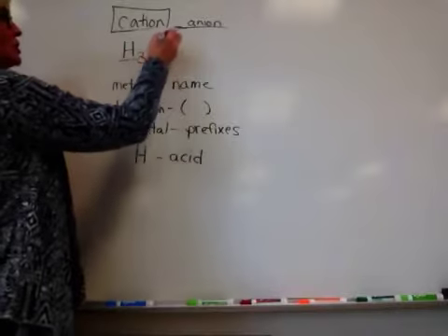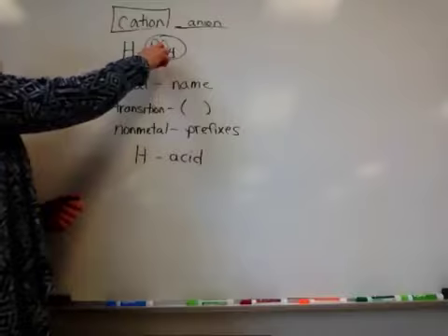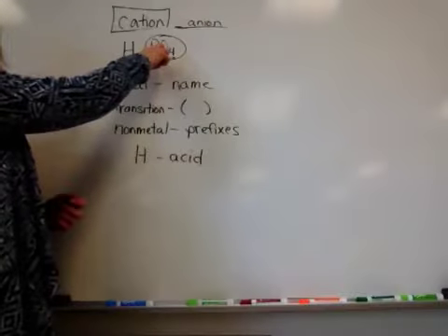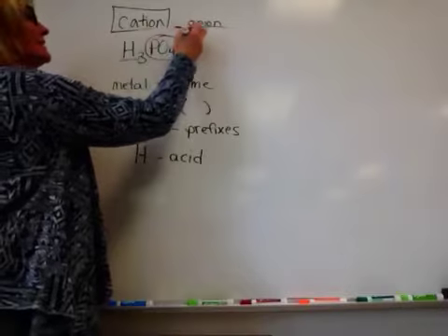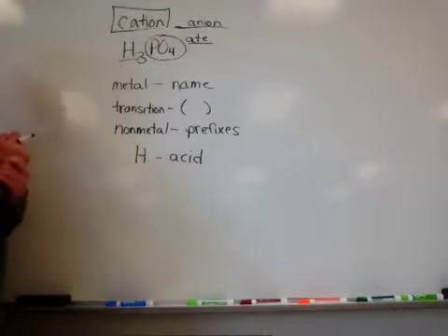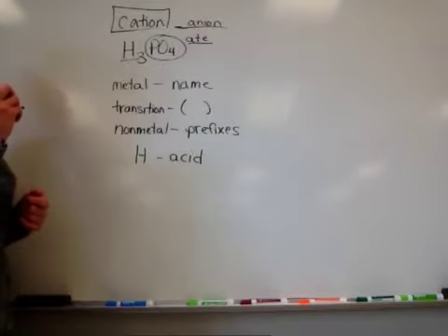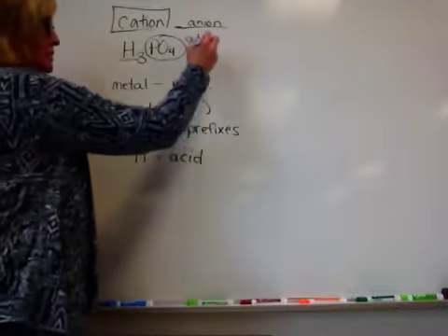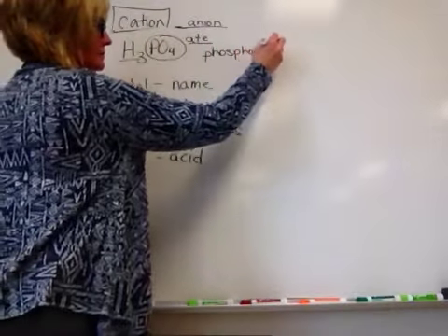So on my cheat sheet, my anion ends with what? PO4, which is what name? Phosphate. So it ends with ate. So if I'm making an acid, I go from ate to ic. So it would be phosphoric acid.